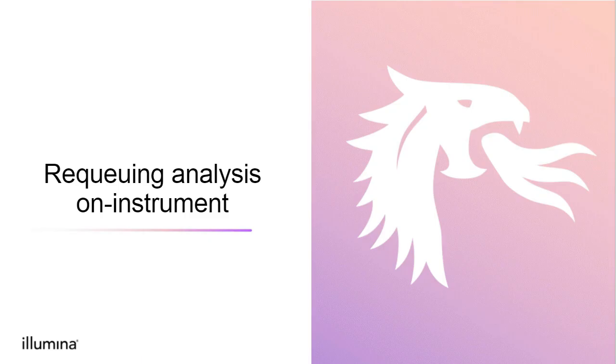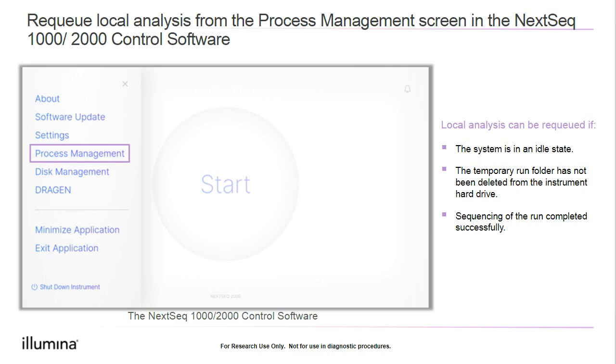So now that we understand how V2 sample sheets are created and how they drive local analysis, let's talk about kicking off local analysis by requeuing on the instrument. Local analysis can be requeued via the control software's process management screen. To requeue, the system state must be idle, meaning that no sequencing or DRAGEN analysis can be in progress.